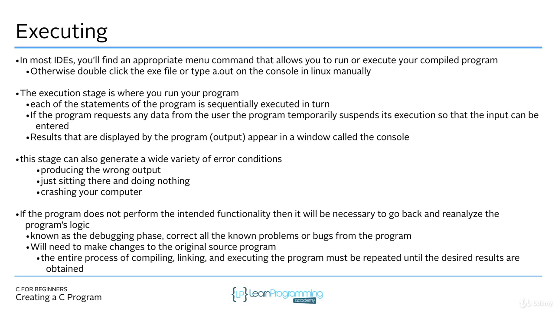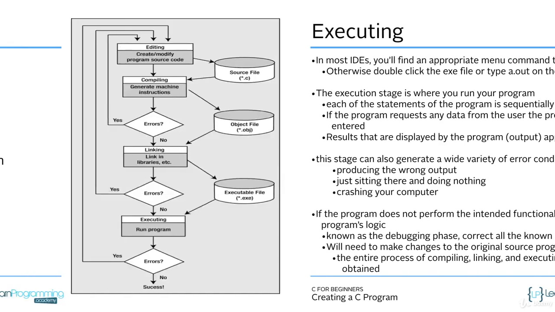If the program does not perform the intended functionality, then you have to go back and edit the source code. You may have to reorganize or redesign. This is where we talked about the different steps. This is known as the debugging phase, to find and fix your errors. We're going to have a whole section on debugging because it is that important. I mentioned earlier that one of the best ways to learn is to learn through your errors. You're going to constantly go back and edit source code and debug. The entire process of compiling, linking, and executing the program is repeated until you have all the results that you need for the functionality of that code.